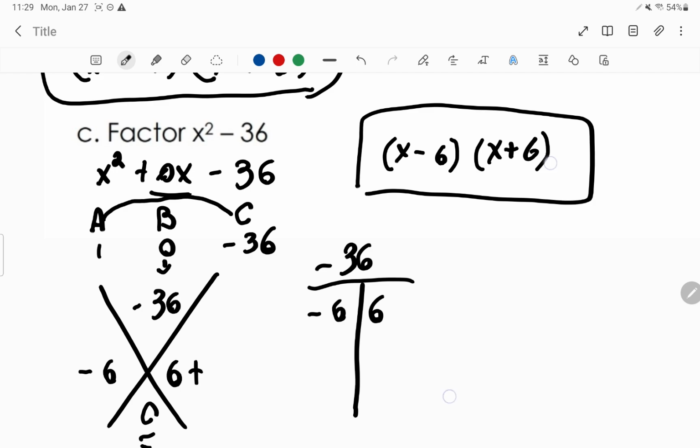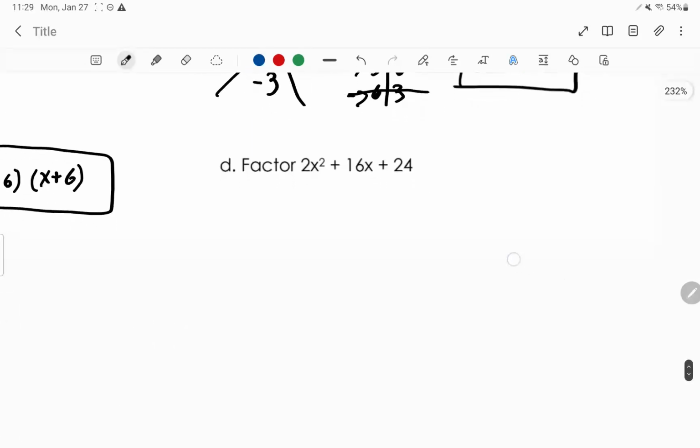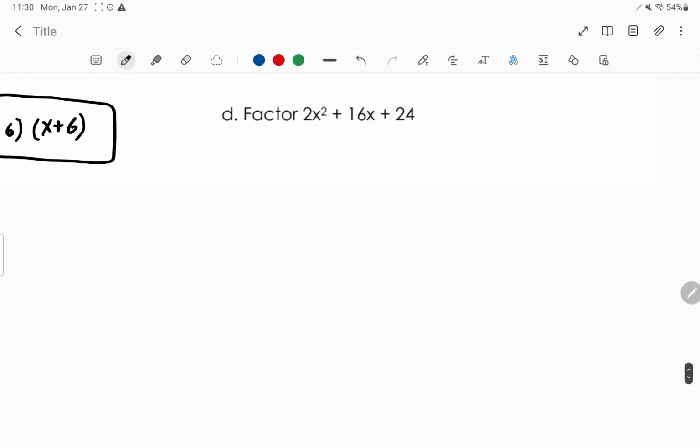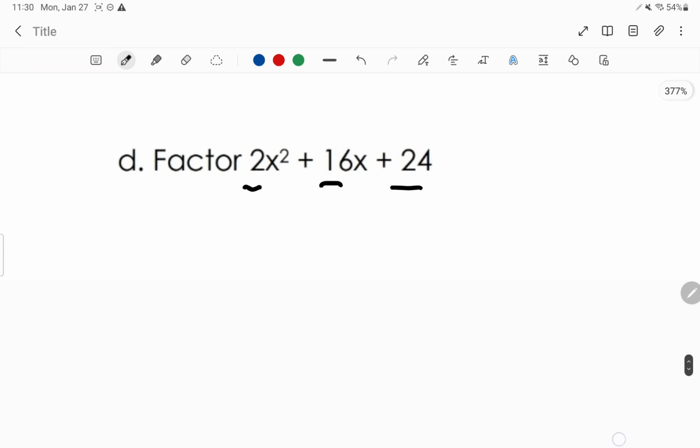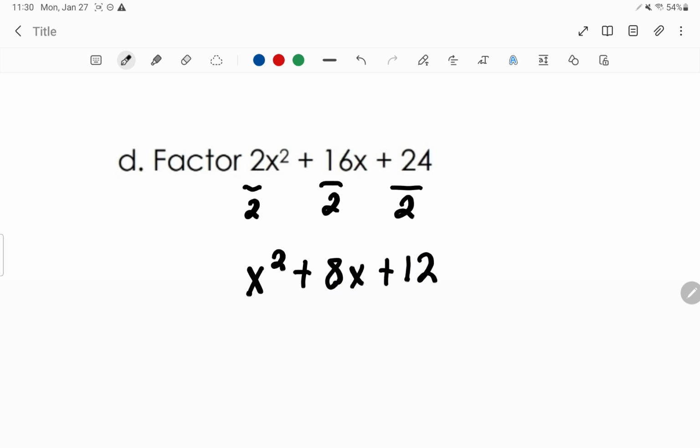Okay, not too bad. Now let's go ahead and do the very last one. Ooh, I like this one. Now, we're going to be looking at all the numbers. Do they have a greatest common factor? Yes, all of them are divisible by 2, so I'm going to divide all of them by 2. So that's going to change my problem. So now I have x squared plus 8x plus 12. All right, that's going to be everything divided by 2.